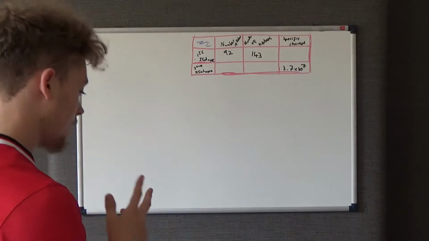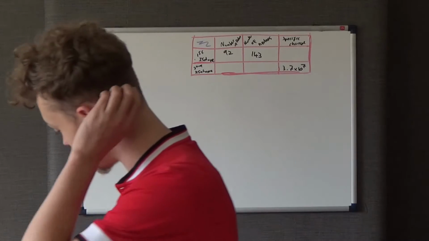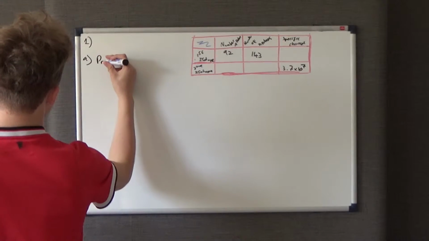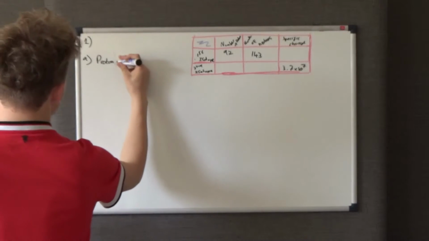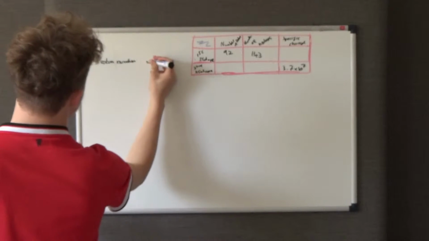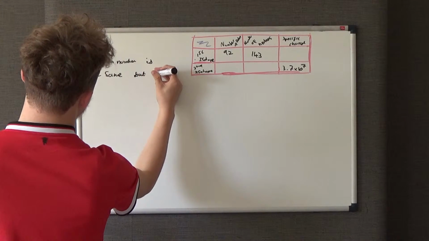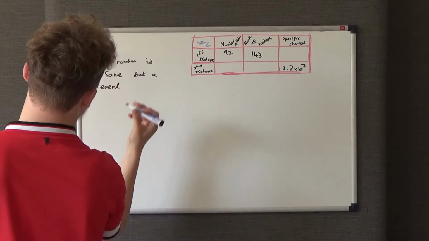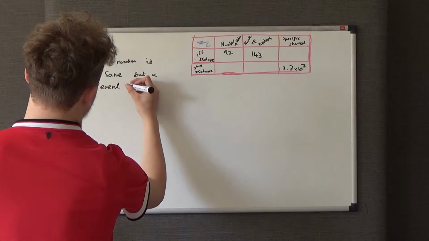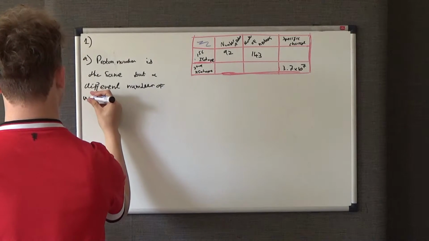Okay, so 1A says, state what is meant by an isotope. An isotope is an atom which has the same number of protons, the same proton number, but a different number of neutrons. You could also say this as the same proton number but a different nucleon number. Obviously the nucleon number is the number of protons and neutrons.